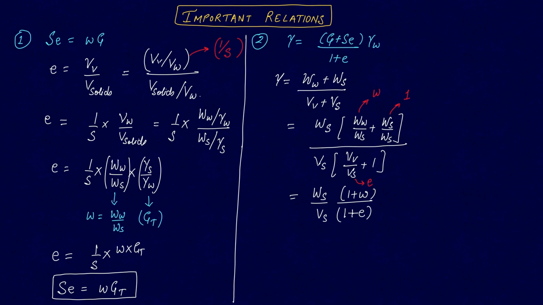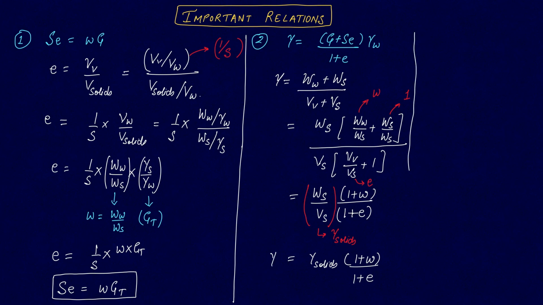Now here you can see that this term, the weight of solids to the volume of solids, is nothing but your gamma of solids. So you can say that this is gamma of solids multiplied by 1 plus w divided by 1 plus e. So this is gamma.